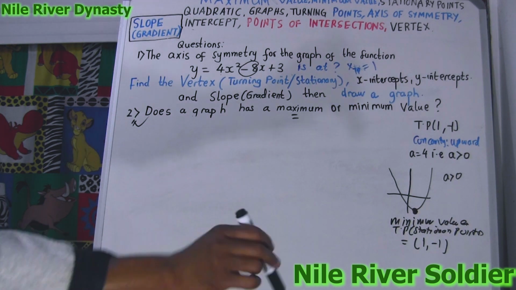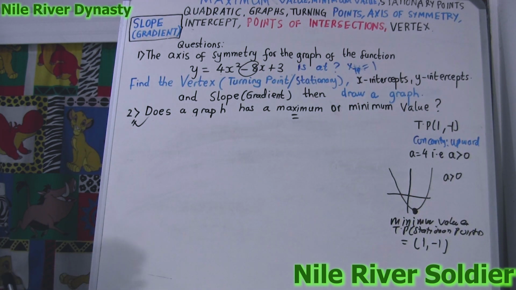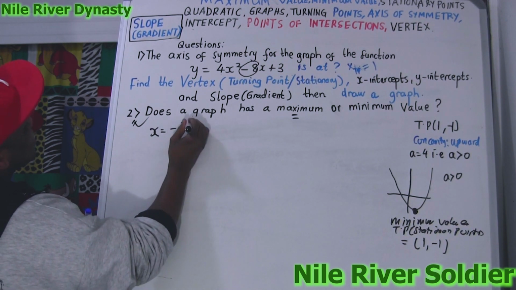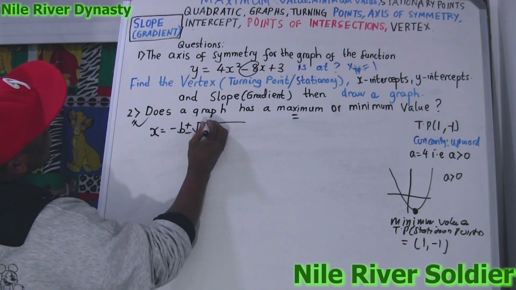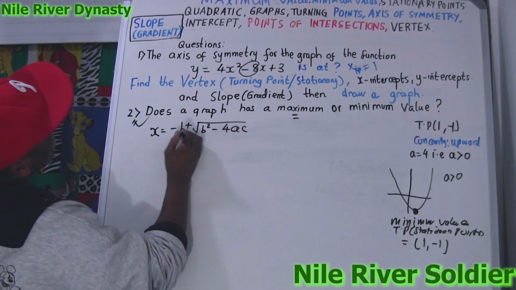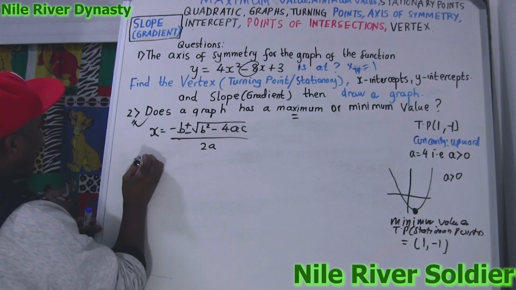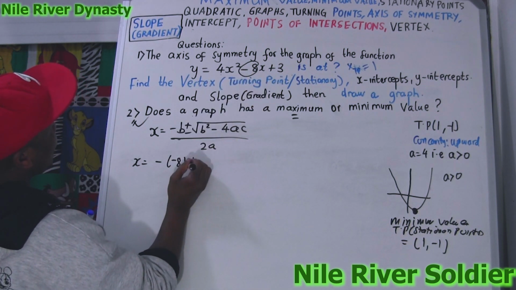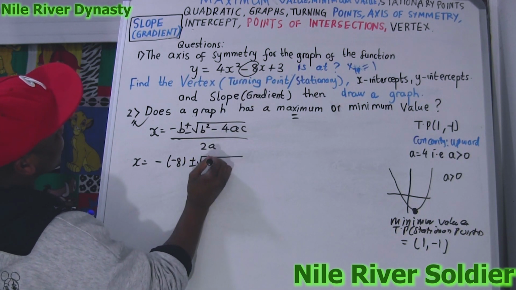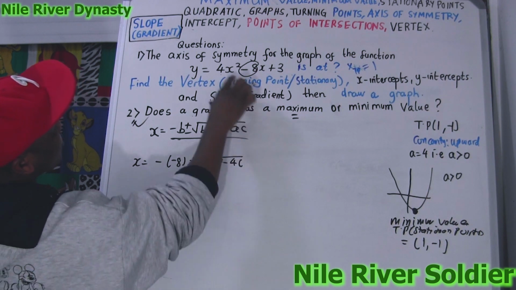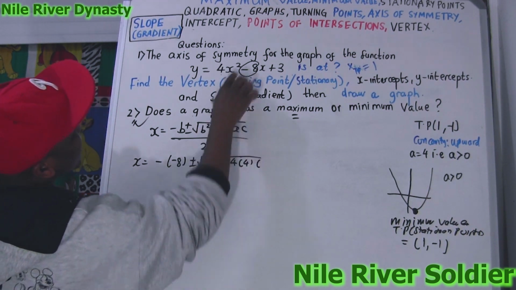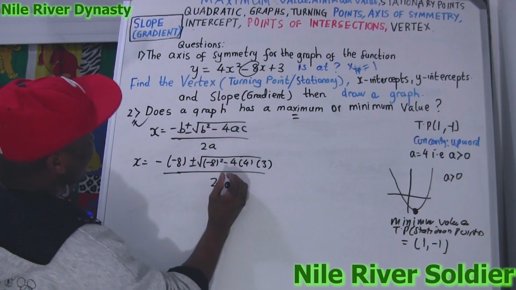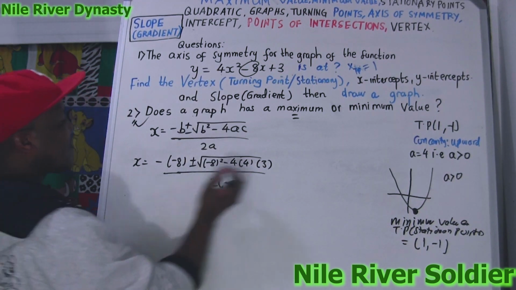Now let's go for the second one. We did find the tangent points. We know how to use the formula for x intercept. x equal to negative b plus or minus the square root of b squared minus 4ac, over 2a. That's going to give us the x intercept. So x equal to negative, what is b? b equal to negative 8, plus or minus square root of negative 8 squared minus 4 times a. What is a? a equal to 4, times c equal to 3, over 2 times a. What is a? a equal to 4. So x.